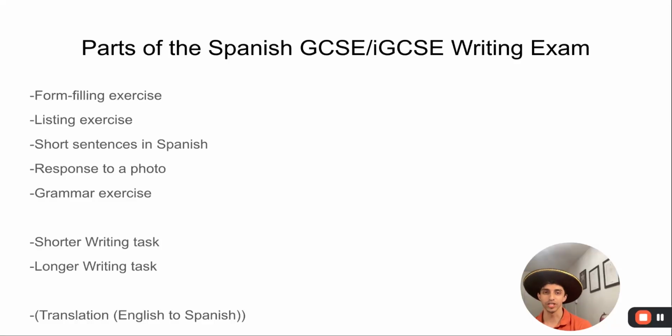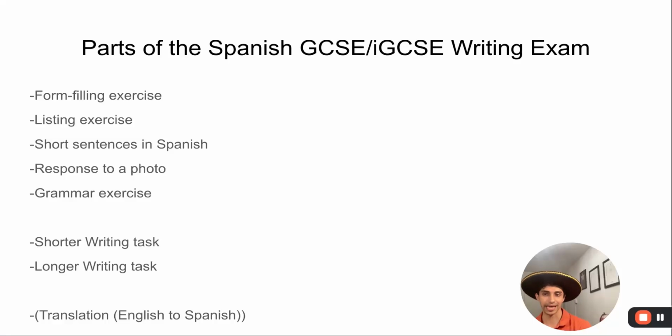So just before we go into the shorter writing task, let's have a look at the possible parts of your Spanish GCSE and iGCSE writing paper. Of course, it goes without saying that nobody will have to do all of these tasks because there's a long list of tasks here, and that would make a very long exam, which is unreasonable. The exact number of tasks you'll have to do depends on your exam board. It can also depend on whether you're taking foundation or higher tier. So it's definitely good to be aware of that as early as possible.